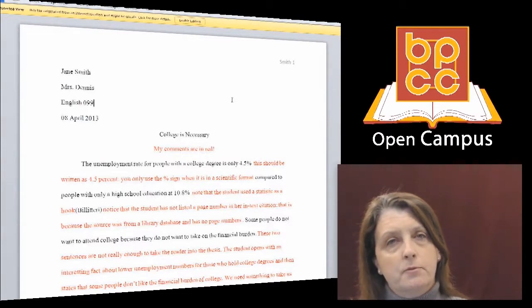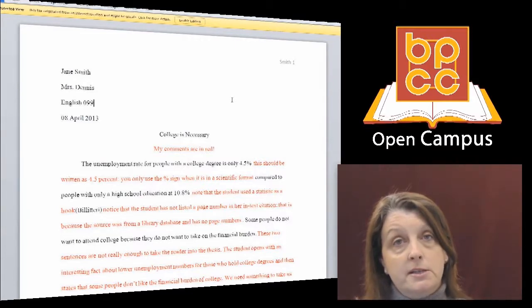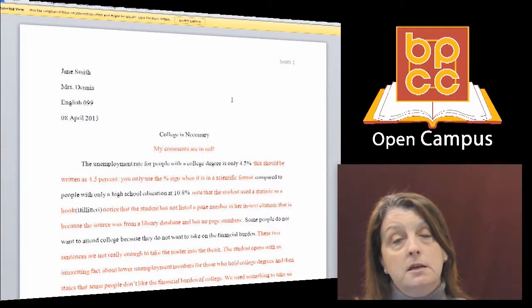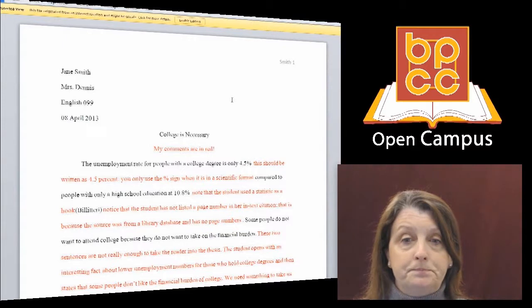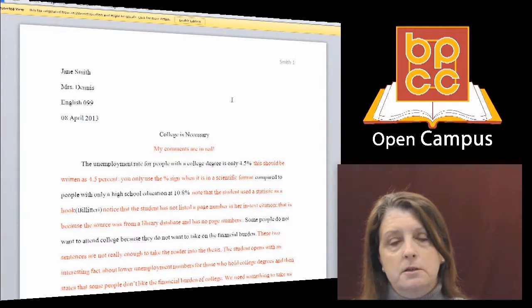Let's listen to them read together. The unemployment rate for people with a college degree is only 4.5% compared to people with only a high school education at 10.8%. Some people do not want to attend college because they do not want to take on the financial burden. All right. I don't think it's enough, first of all, to take us into the thesis, which is the next sentence. I think we need more information.